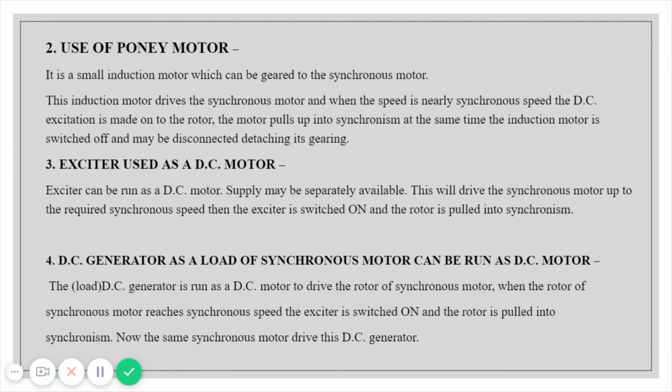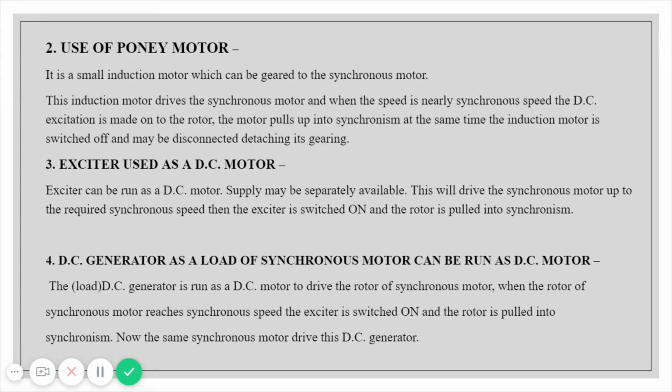Now the second method is the use of a pony motor. A pony motor is a small induction motor which can be geared to the synchronous motor. This induction motor drives the synchronous motor, and when the speed is nearly synchronous speed, the DC excitation is switched on to the rotor and the motor pulls into synchronism. At the same time, the induction motor is switched off and may be disconnected, detaching its gearing.